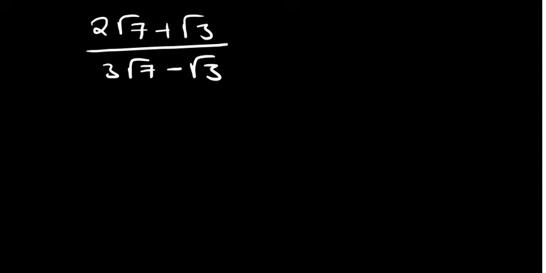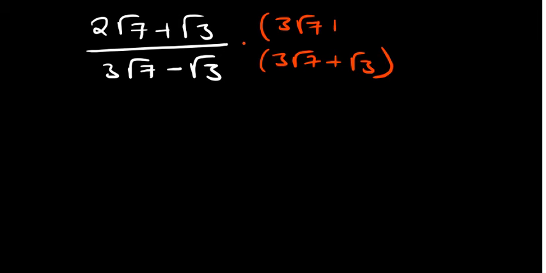So we'll change the sign in between. Let's change the sign in between the denominator. So we'll say 3 root of 7 plus the root of what? 3. So whatever you do to the denominator should be done to the numerator as well.